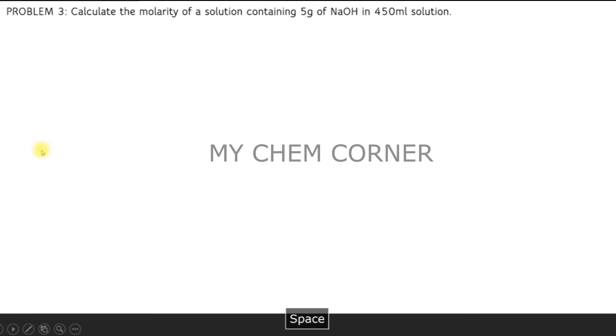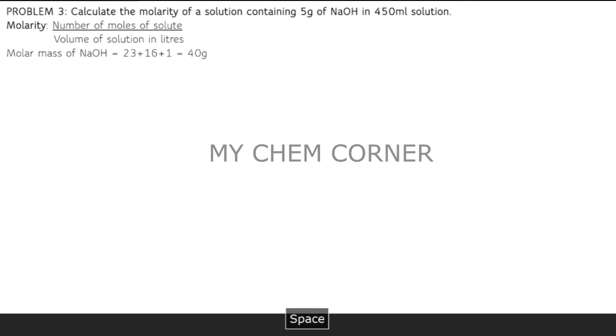Now the next question is based on molarity. It says calculate the molarity of a solution containing 5 grams of NaOH in 450 ml of solution. Before we move into it, let's write the formula and what's given to us. The question clearly says molarity, so the formula of molarity is number of moles of solute by volume of solution in liters.